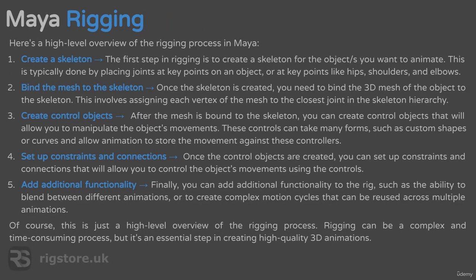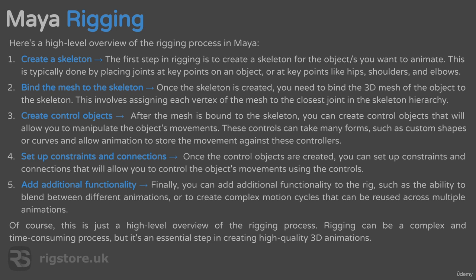Maya rigging. Here's a high-level overview of the rigging process in Maya. Number 1, creating a skeleton. The first step to rigging is to create a skeleton for the object or objects that you want to animate. This is typically done by placing joints at the key points of an object, like hips, shoulders, and elbows, if we're looking at creatures.